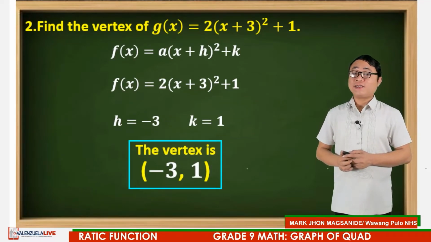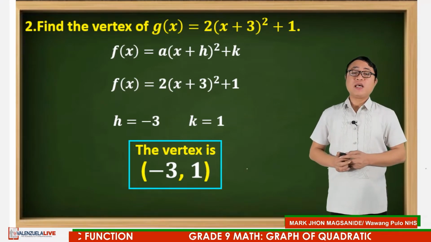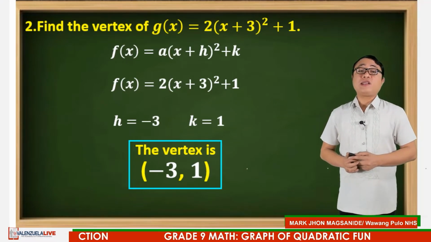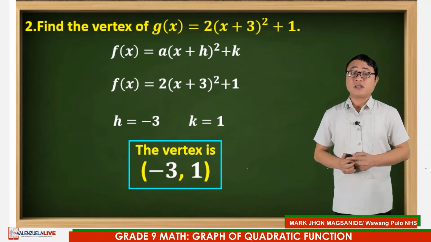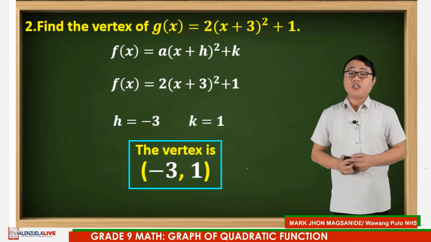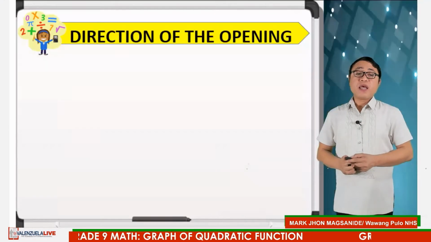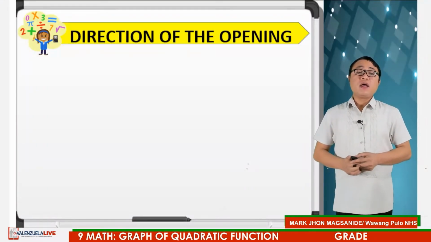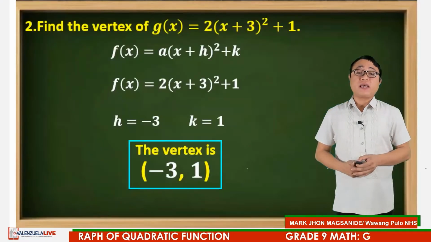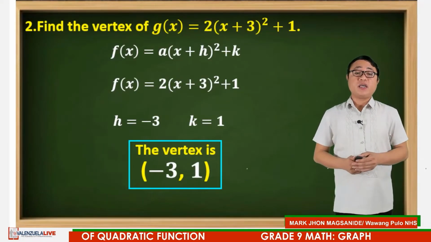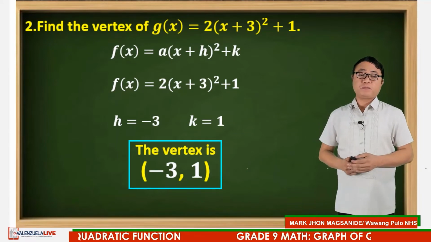Wow, that is very easy, isn't it? Just remember that if the quadratic term is a multiplied by the square of x minus h, then the value of h is positive. And if the quadratic term is a multiplied by the square of x plus h, then the value of h is negative.